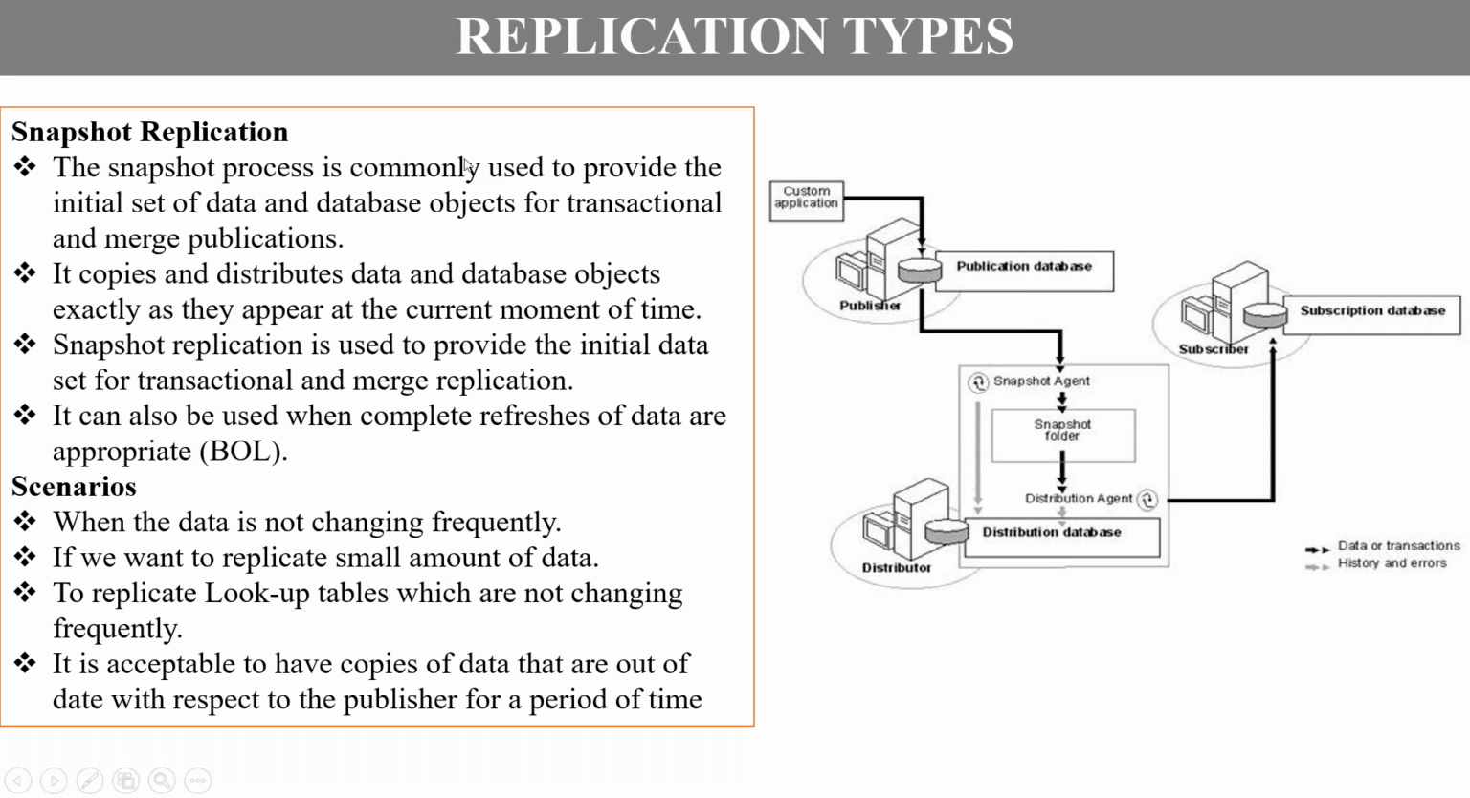Sir, see, the snapshot process is commonly used to provide the initial set of data and database objects for transaction replication and merge replication, sir. That's what I told you, right? It is one type of replication. It is also the initial synchronization for your merge replication and transaction replication. It copies and distributes the data and database objects exactly as they appear at the current moment in time. So whenever you run the snapshot, however your table structure and data are at that time, it will replicate that, sir, every time.